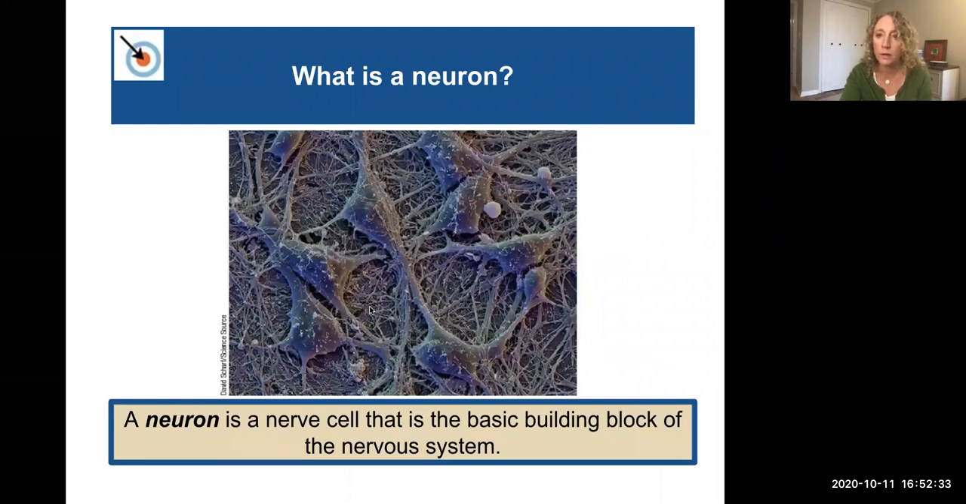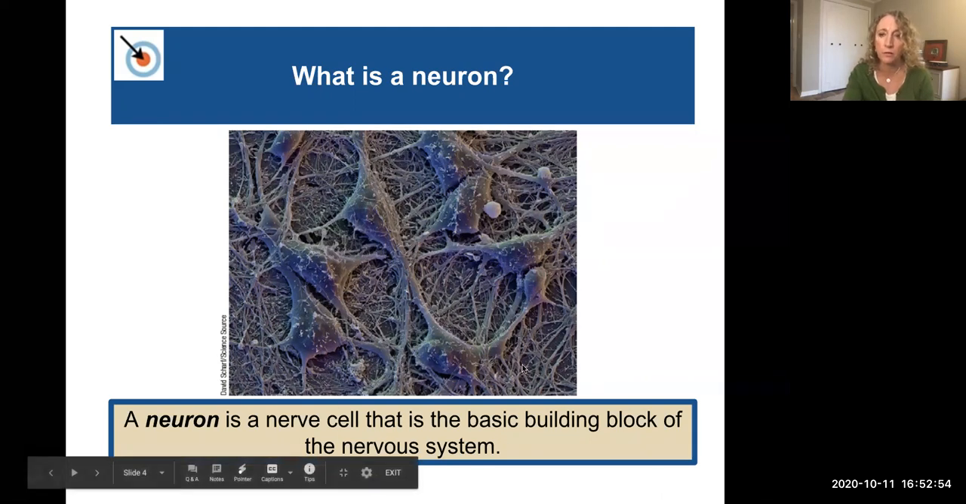What is a neuron? A neuron is an individual nerve cell. We have billions of neurons in our body, and they communicate with each other, and all the neurons that make up us being able to think and move and do different things are involved. It is our basic building block of the nervous system.